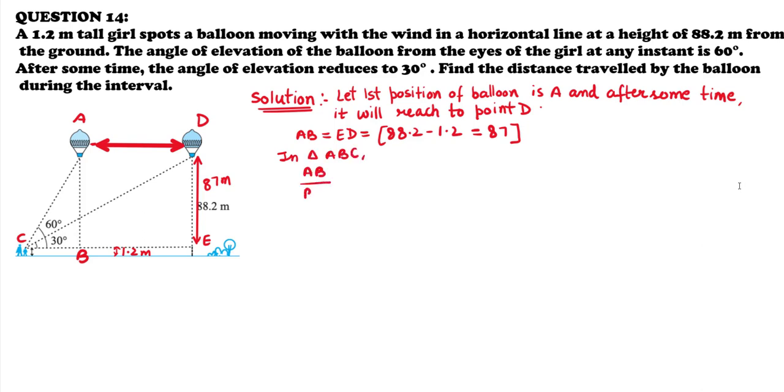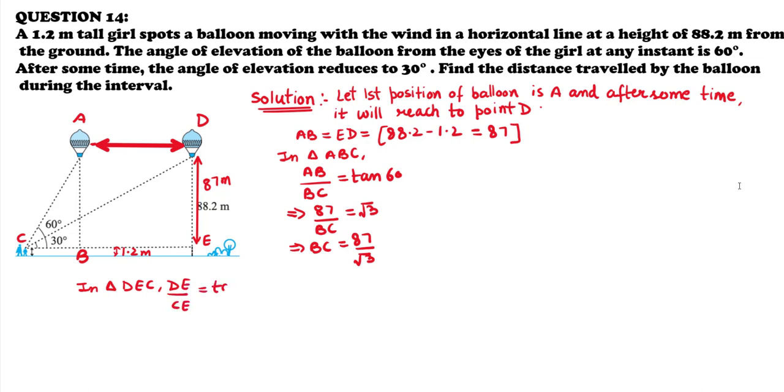Now let us take triangle ABC. In triangle ABC, AB upon BC is equal to tan 60 degrees. So that implies 87 upon BC is equal to root 3. That implies BC is equal to 87 upon root 3. Now let us take triangle DEC. In triangle DEC, DE upon CE is equal to tan 30 degrees. So that implies 87 upon CE is equal to 1 by root 3. That implies CE is equal to 87 into root 3 meters.